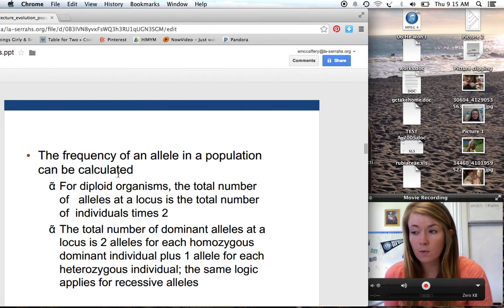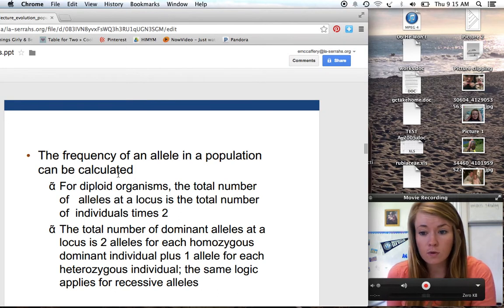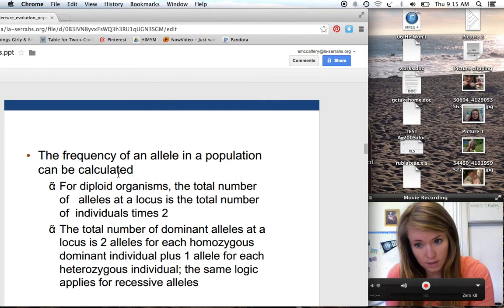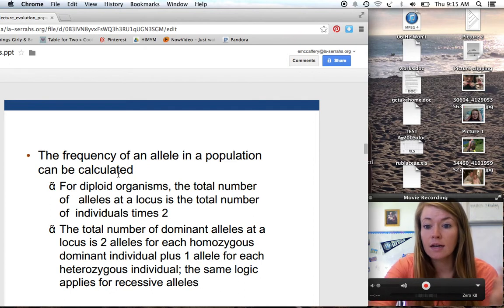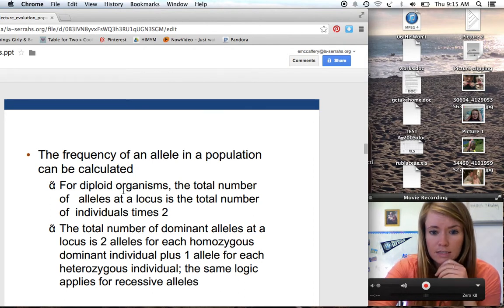So if you are homozygous dominant, you have two copies of the dominant allele, but then the heterozygous individuals also have a copy of the dominant allele. So the number of dominant alleles is going to be the number of homozygous dominant individuals times 2 plus the number of heterozygous individuals. Same thing with recessive. The number of recessive alleles is going to be the number of homozygous recessive individuals times 2, plus the number of heterozygous individuals. Let's look at that quickly.